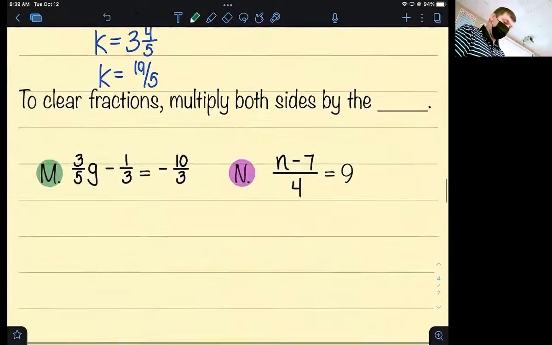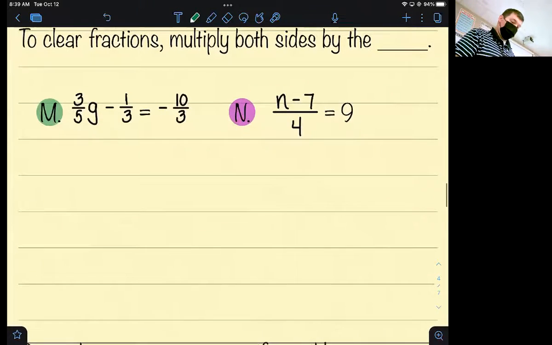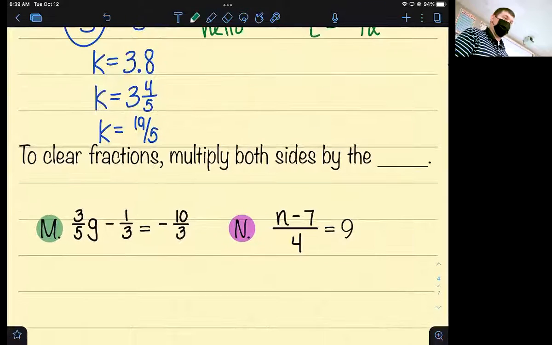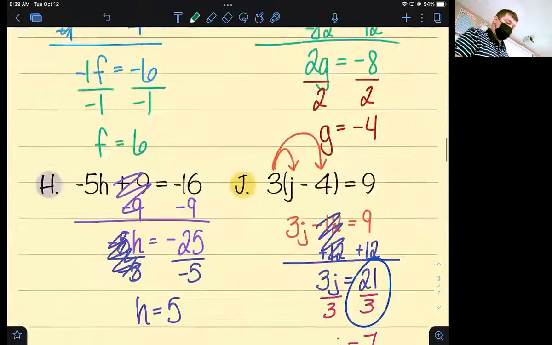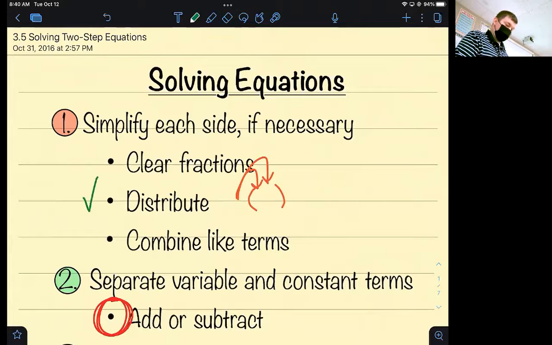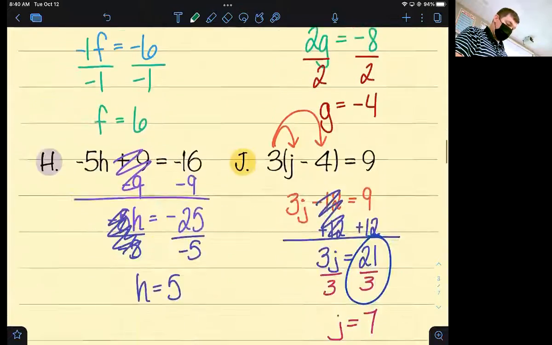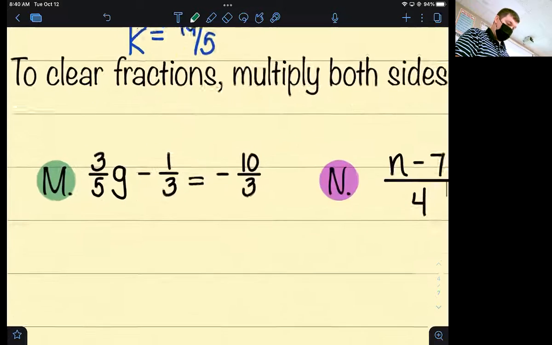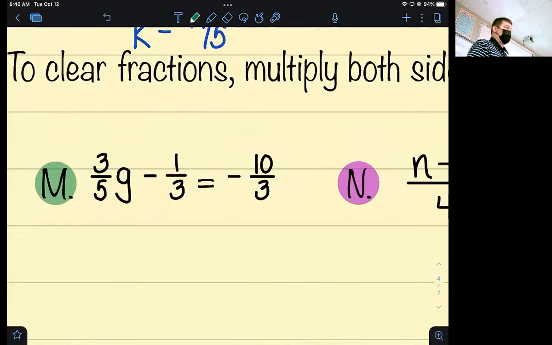I understand that. Now let's get into some more complicated equations, or maybe they're not as complicated as they look. So we've distributed. Okay, we just did one. We had to clear parentheses not too long ago. Now I'm going to show you how to clear fractions. That's one of our steps. It's actually the very first thing we should try to do. So if you look at this next problem, 3/5 g minus 1/3 equals -10/3.